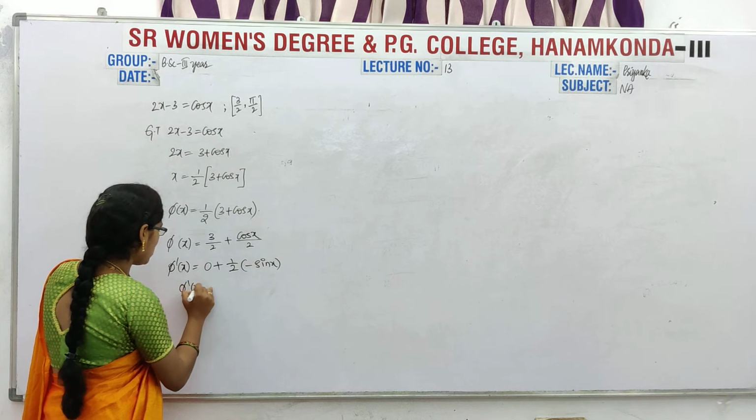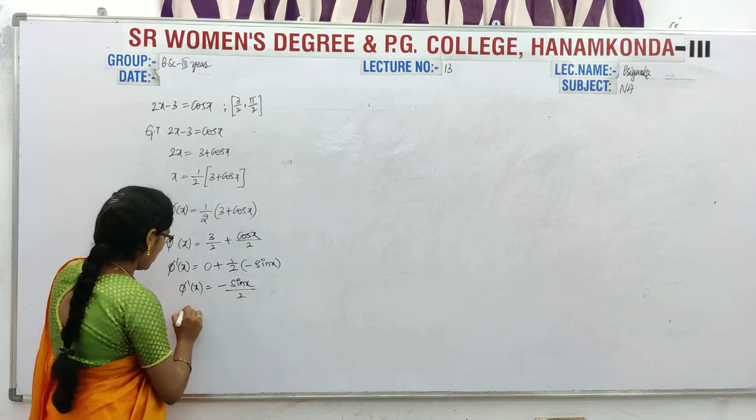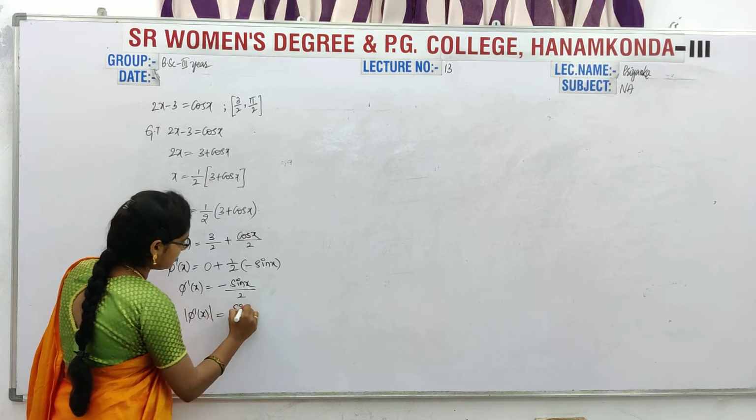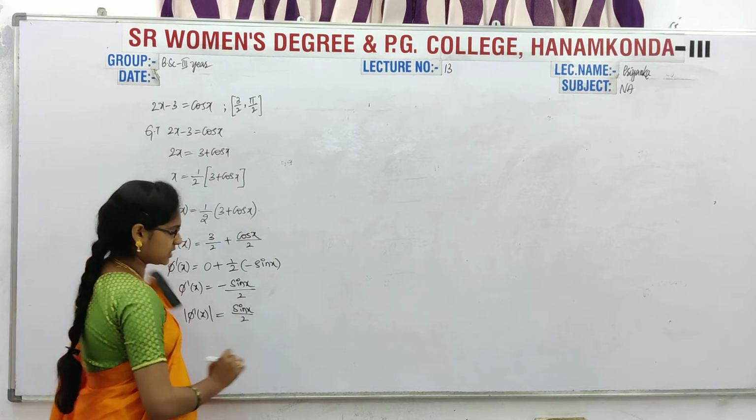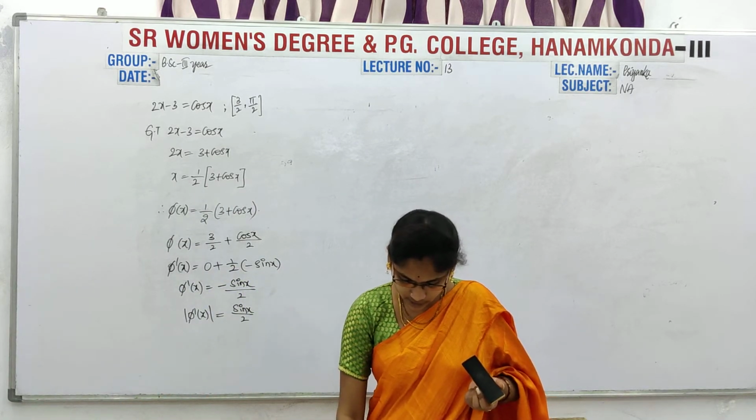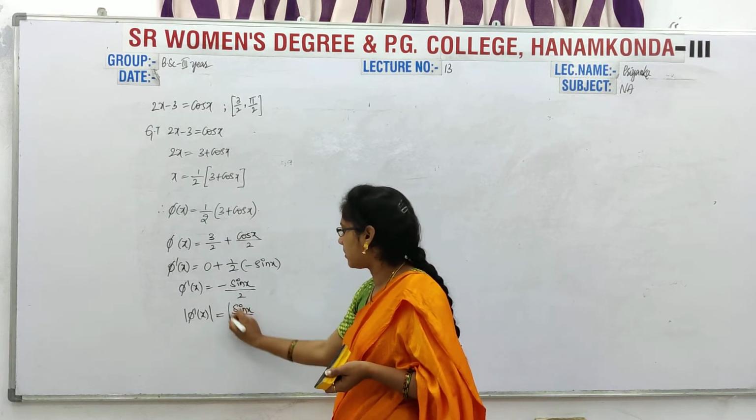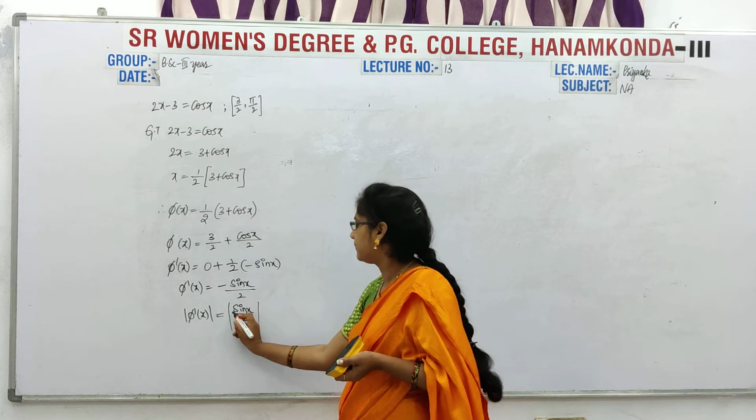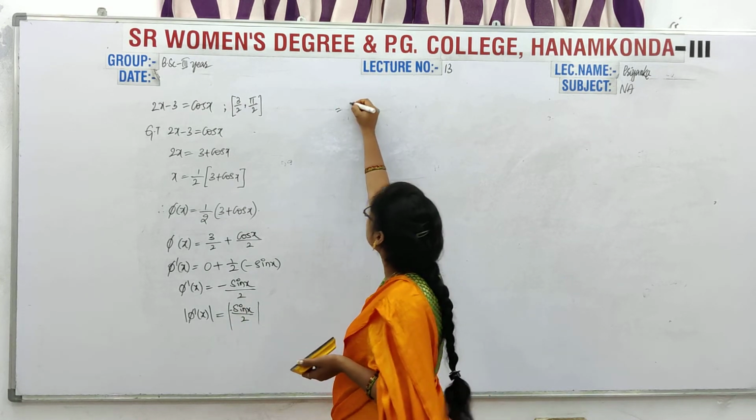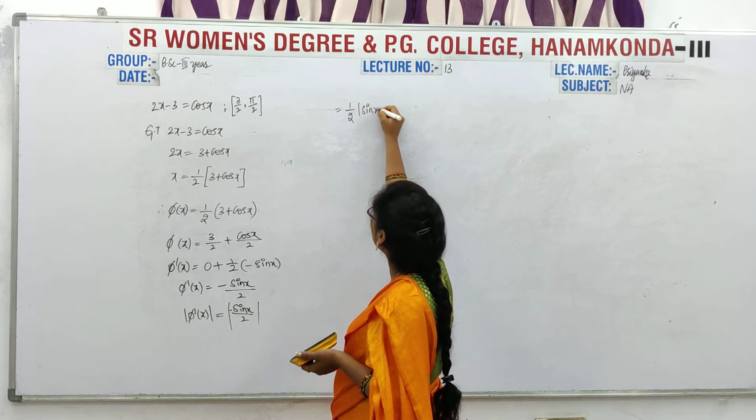Now φ'(x) is equal to minus sin x by 2. Now apply the modulus on both sides. Then simply we will get |sin x|/2. Now here we have to substitute one value in this one, right? So already we know that we have modulus. So we will get it as positive, and 1 by 2 outside, which is equal to the modulus of sin x.